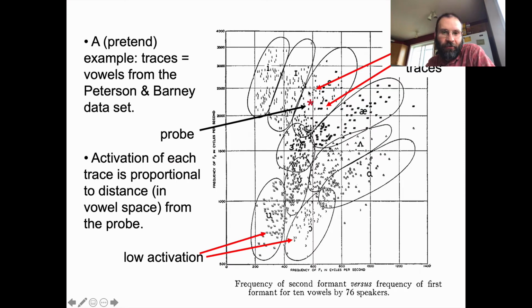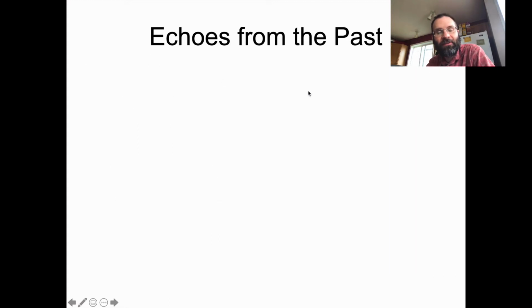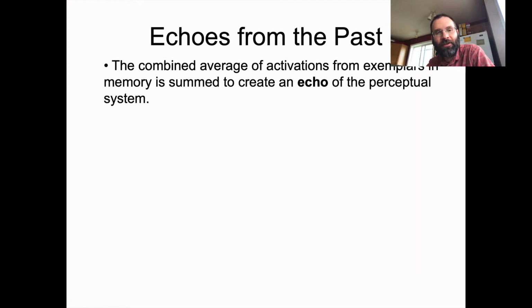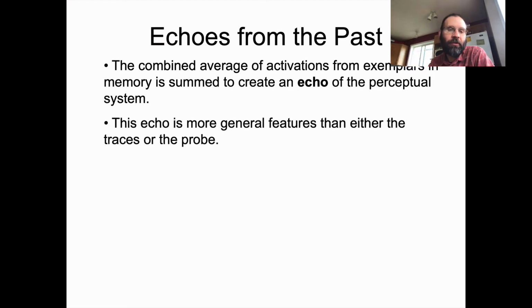So there's another part of this particular model which is kind of interesting to think about: the combined average of activations from exemplars in memory will be summed to create an echo of the perceptual system. This echo winds up being like the abstract consciousness you have of your experience. You're not hearing exactly what came into your mind, but rather that in combination with the response of your mind, a back and forth measure of similarity between the two. So that echo will give you more general features than either the traces or the probe by themselves.